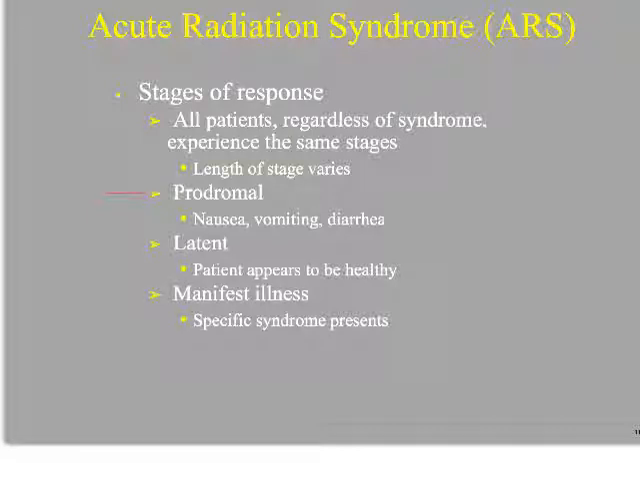Then they enter into a manifest illness. And this is when we see the specific syndromes that we've identified. The 3 syndromes are the manifest illness. One mnemonic that Tom Wolfe has proposed for remembering these stages is please let me die or recover, right? Prodromal, latent, manifest, and then you either die or you recover, right? So PLM, please let me die or recover. That may be the way to remember these stages of response.